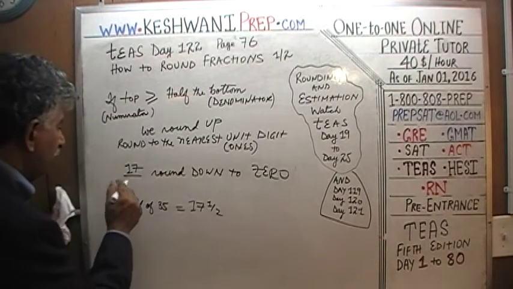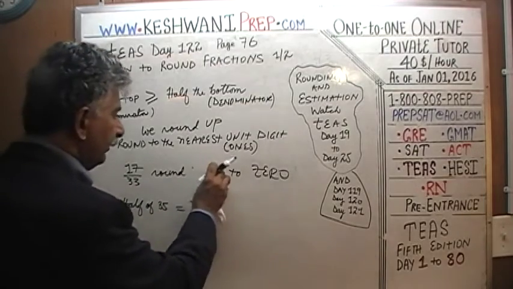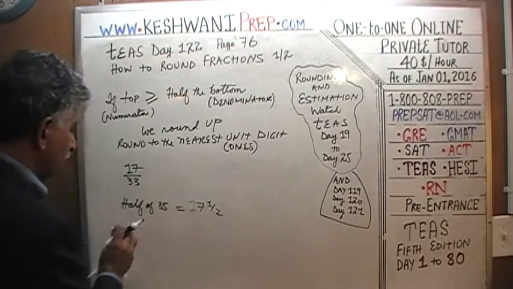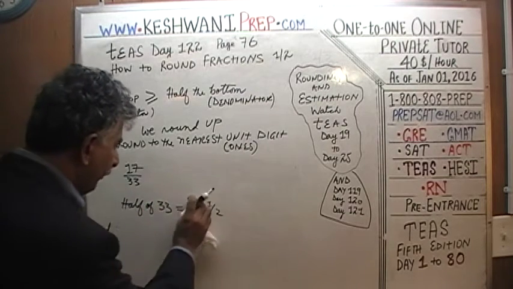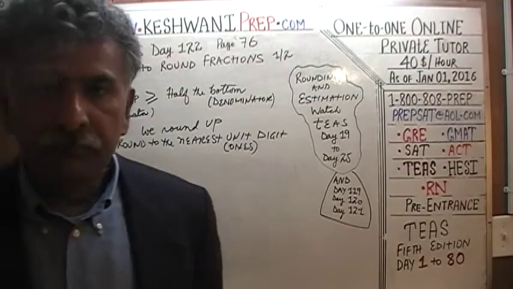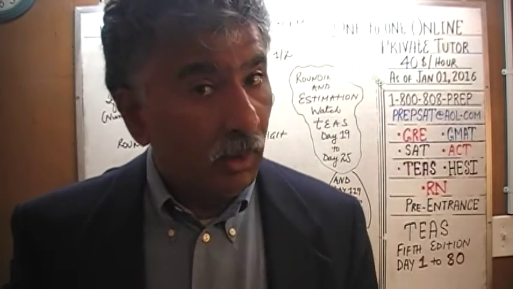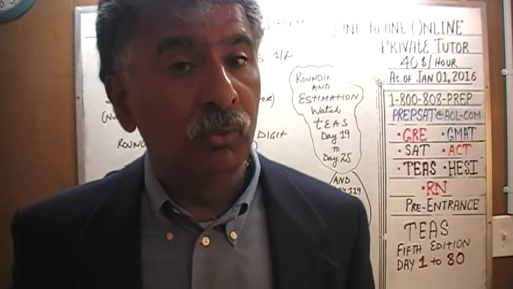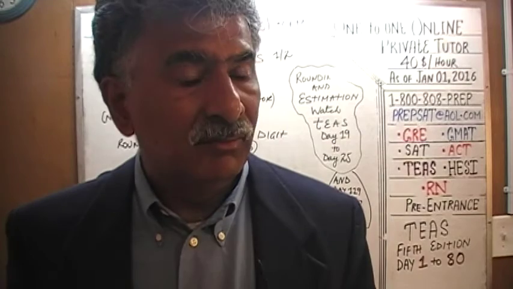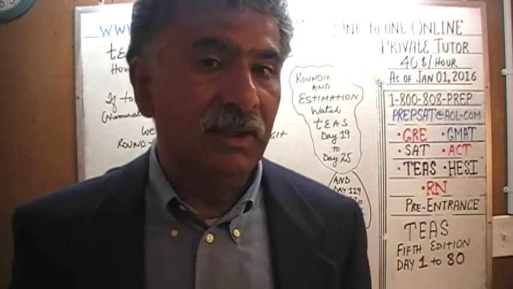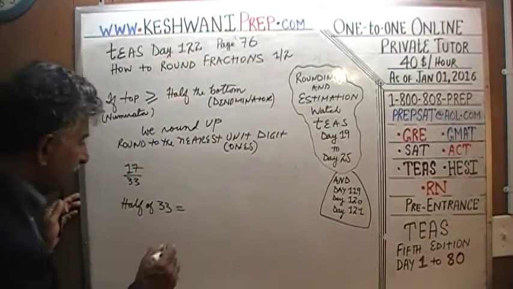How about 17 over 33? Now that's an interesting one, because we know half of 33. Well, how much is half of 33? Again, don't look at me. How do I know? I do know half of 32. Half of 32 is 16, because half of 30 is 15 and half of 2 is 1. So half of 32 is 16. And therefore half of 33 should be 16.5.